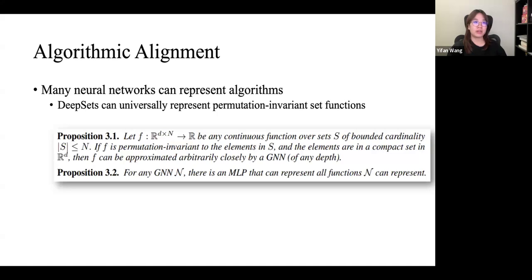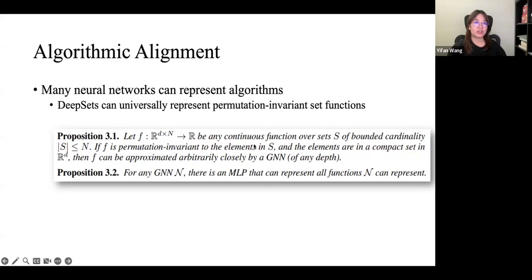In fact, many neural networks can represent algorithms. For example, there is a theory about deep sets. Deep sets can universally represent the permutation invariant set functions. Here are some simple examples. When we compute the maximum value or the sum of a set of numbers, which involves no particular input order, these tasks are permutation invariant tasks. So the architecture of deep sets is well aligned with these tasks, since aggregation over the entire set is required.